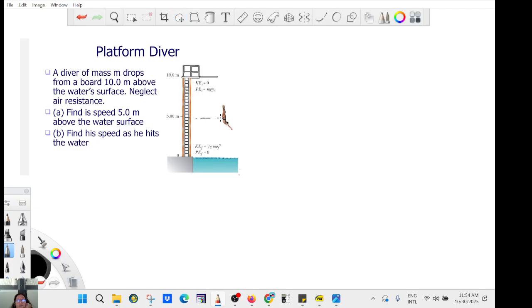Okay, so you want to find the speed here. You can take potential energy equals 0 here, which in that case the height is 5, or you can take it here. So if I take potential energy equals 0, that's going to be before, and that's going to be after, right?